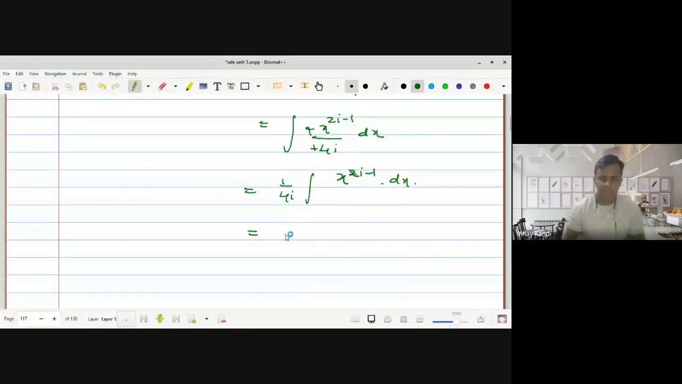So that is equal to 1 upon 4i, calculate, x raised to 2i minus 1 plus 1 upon 2i minus 1 plus 1, here we get 2i.